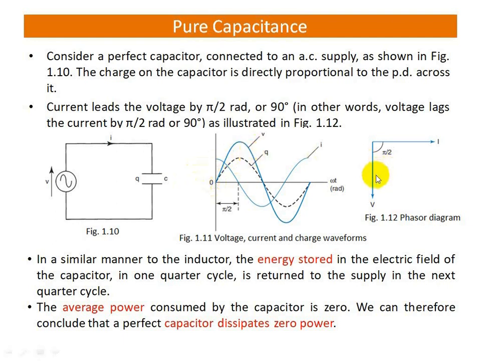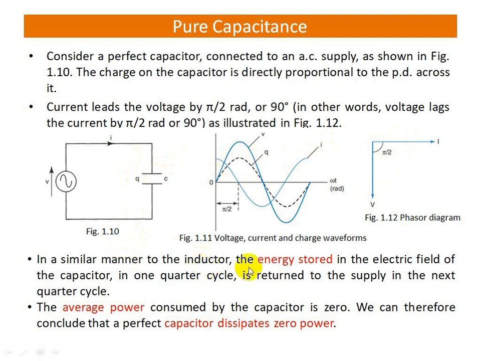This is shown in the phasor diagram. If you take voltage as reference, the current makes an angle of 90 degrees in the counterclockwise direction. Therefore, current leads the voltage by 90 degrees. With current as reference, the voltage makes an angle of 90 degrees in the clockwise direction. As I said, current leads the voltage by 90 degrees. In other words, voltage lags the current by 90 degrees.